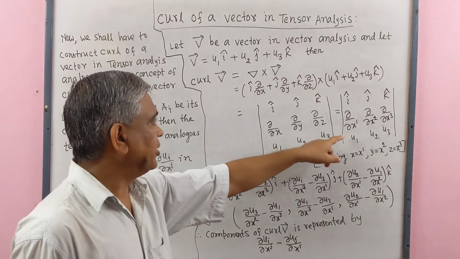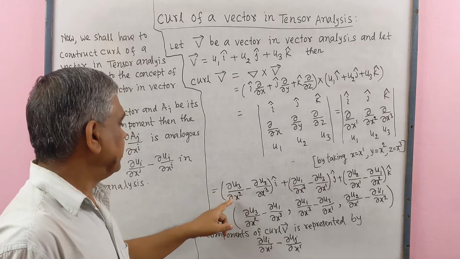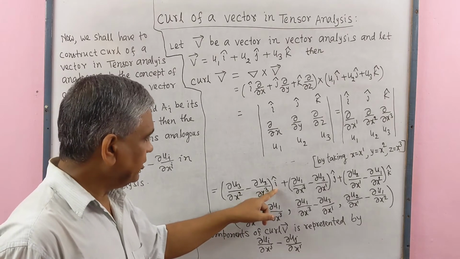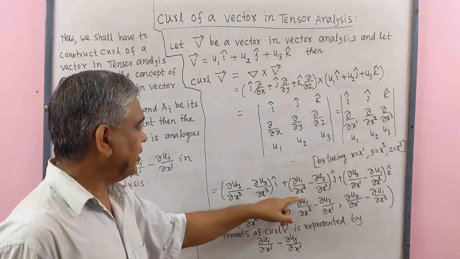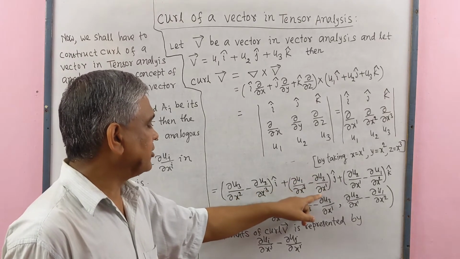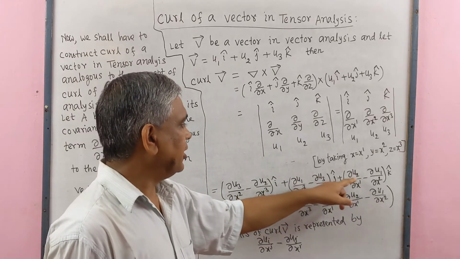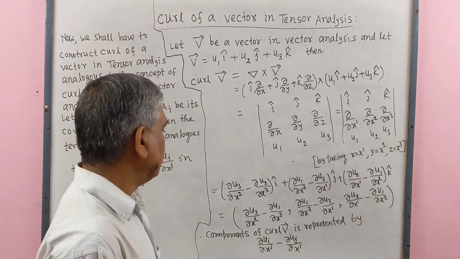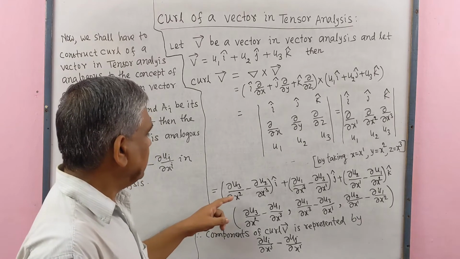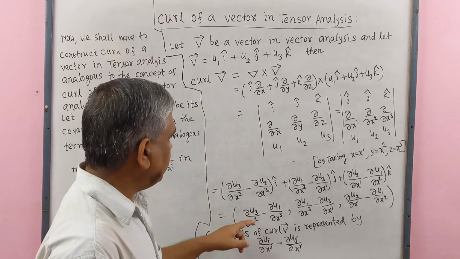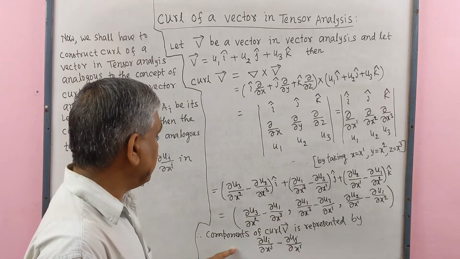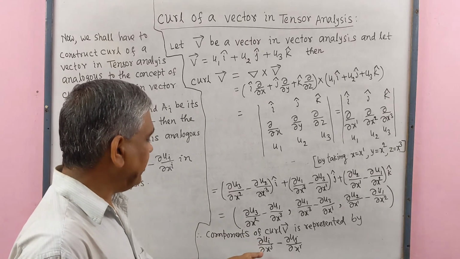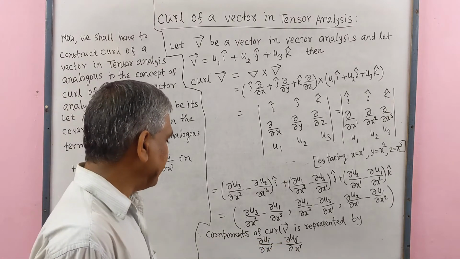The value of the determinant is del u3 by del x2 minus del u2 by del x3 i, plus del u1 by del x3 minus del u3 by del x1 j, plus del u2 by del x1 minus del u1 by del x2 k. We may write the components as an ordered triplet. The components of the curl V are represented by del ui by del xj minus del uj by del xi.